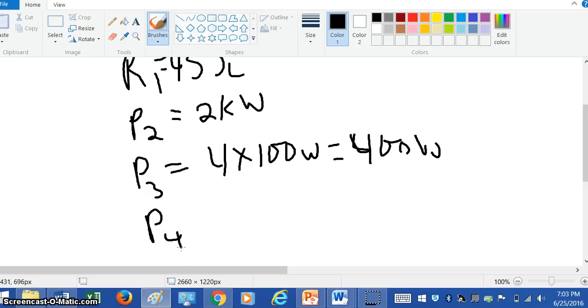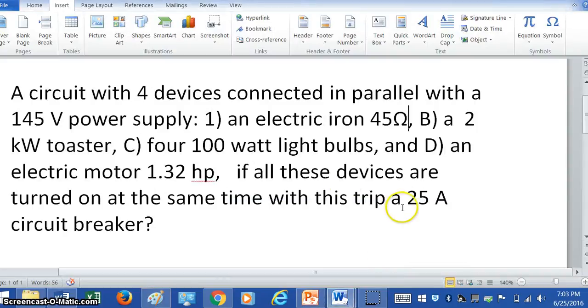And then power 4. They don't give it to us in watts. If I remember correctly, I think it's in horsepower. So there it is, it's 1.3 horsepower. If all the devices are turned on at the same time, will this trip what's called a circuit breaker or a fuse, which happens to be 25 amps? All right, let me explain that. I've got to go back to the circuit.